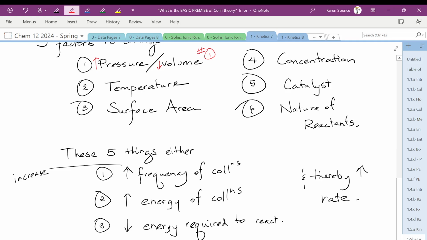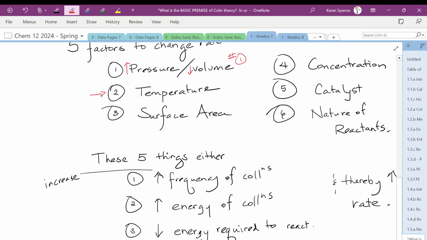Does increasing the pressure or volume increase the energy of the collisions? That one's a little trickier. But if we increase pressure or decrease volume, we've done nothing to the temperature. And the thing to remember about temperature is it's actually a measure of the average kinetic energy. Okay, temperature measures average kinetic energy. Are we okay with KE for kinetic energy? Okay, average kinetic energy of the particles.